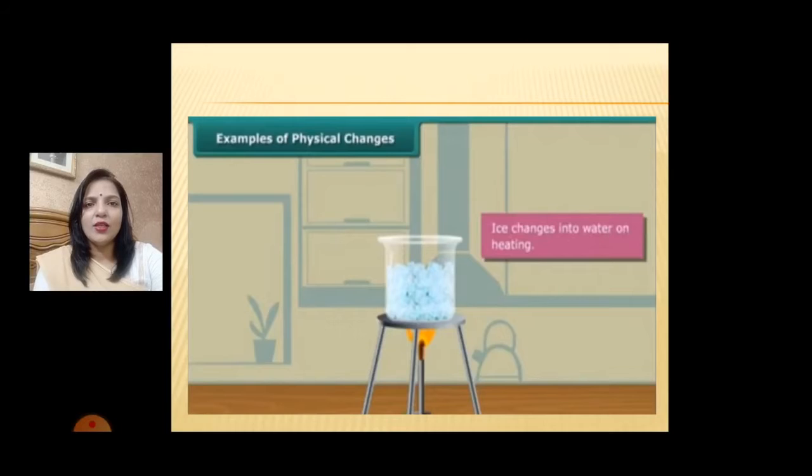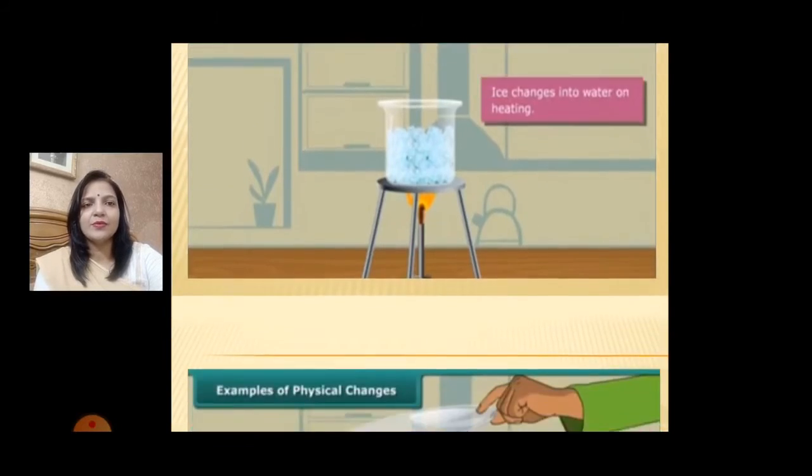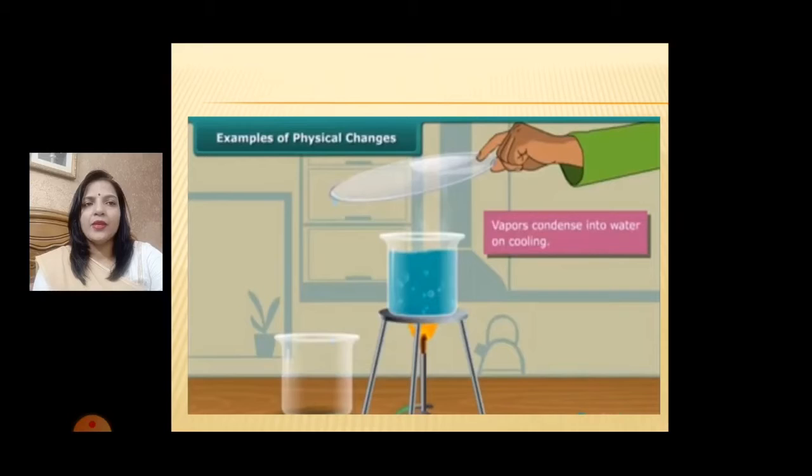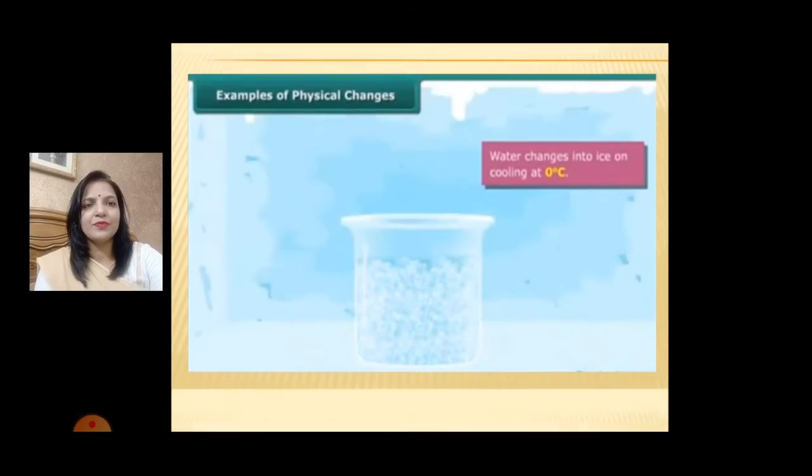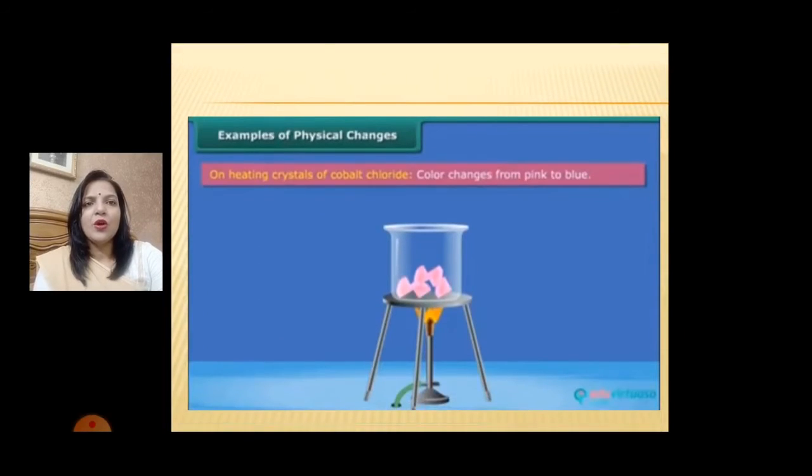On heating, crystals of cobalt chloride change their color from pink to blue. And the color changes even then if you put some drops of water on the blue crystals. The color will again change to pink, meaning the blue color will return back to the pink color. So it's a physical change.